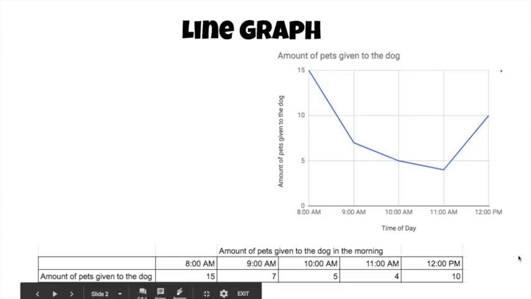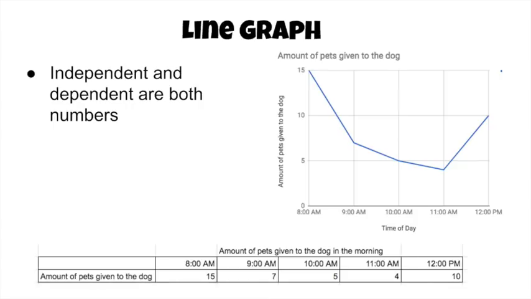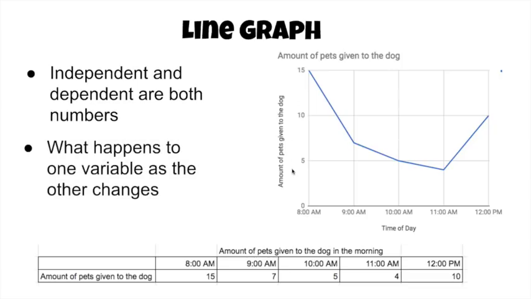You use line graphs when both the independent and dependent variables are numbered. For example, I have different times on the x-axis for my independent, and then the amount of pets given to the dog would be my dependent variable, which is going to be on the y-axis. So basically, line graphs show what happens to one variable as the other changes. So in this case, as one variable changes, which is the time of day, we're looking at what happens to the number of pets given to the dog.